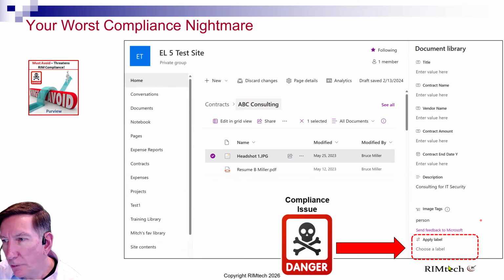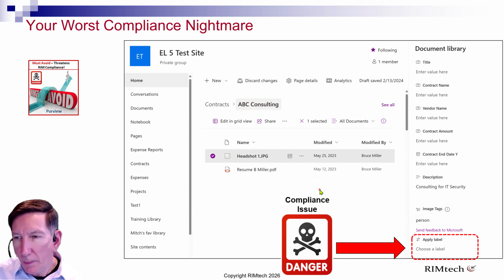So here's what the button looks like in SharePoint. This is the document information pane, and there's a button right there, Apply label. You never want to see that button, ever, ever, okay? Not good, not good at all. In my opinion, if you see that button, you've lost the game already. Your compliance is out the window. You cannot be compliant anymore if that button shows up.